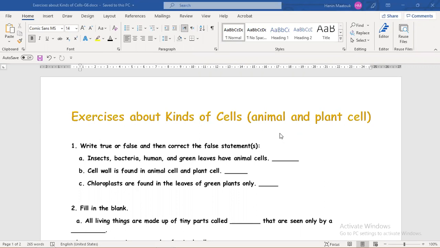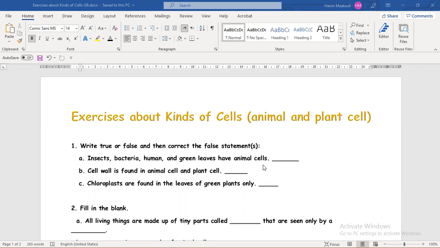It can be for a worksheet, for a quiz, or for an activity. I will start with the first question. Write true or false and then correct the false statement. When we put S here, that means we can have only one statement that is wrong or more than one. The first one: insects, bacteria, human, and green leaves have animal cell.